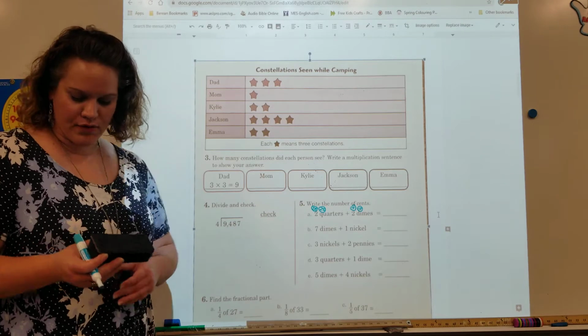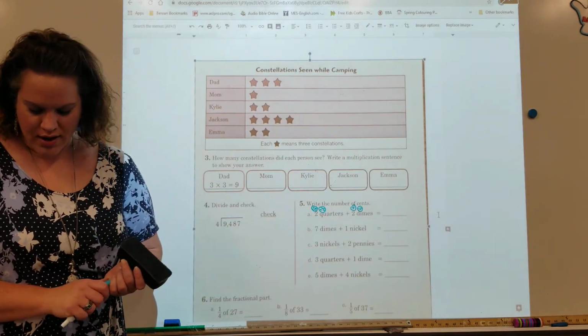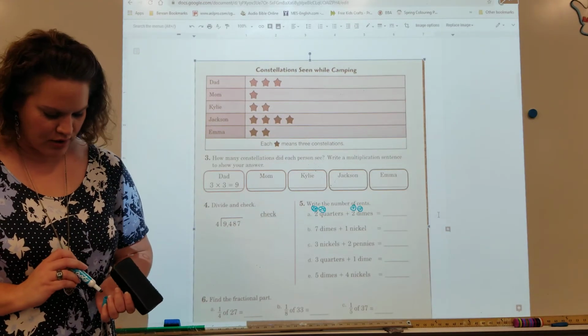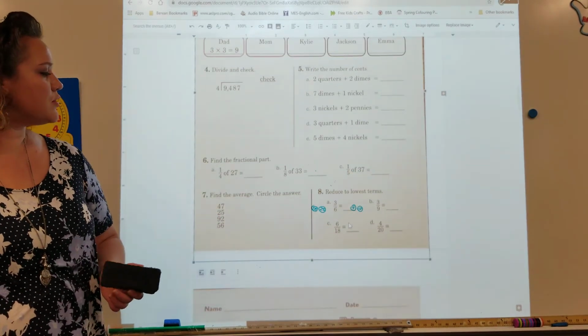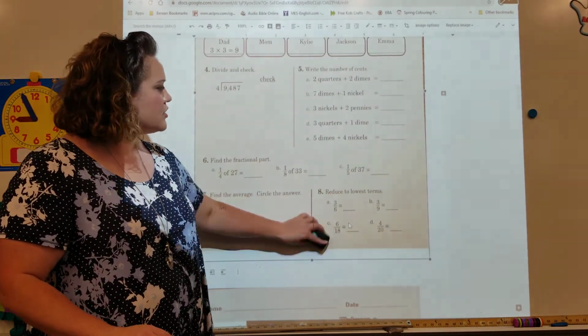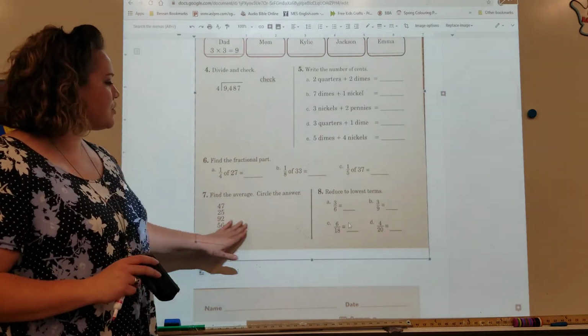At the bottom of your page, you're going to find the fractional part of the number, and then you have an average to do and your lowest terms. So I want you to think through these as you review, and I think you'll do a great job as you go through on these.